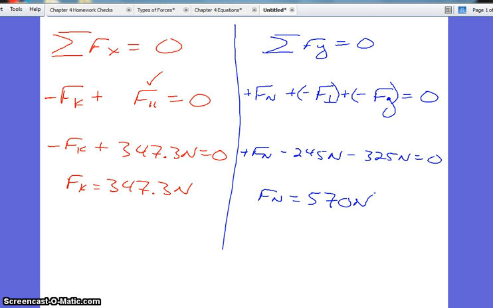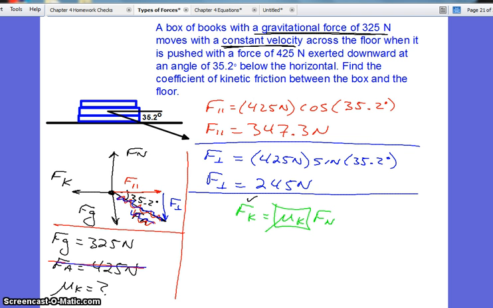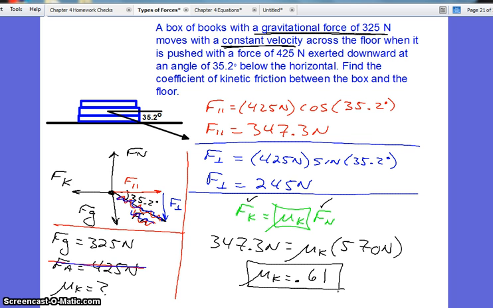It is not the same as the gravitational force, and that's what a lot of people unfortunately want to do. They always want to make the normal force the same as gravity, but very seldom are the gravitational force and normal force the same. In this case, because we are pushing down, the normal force is going to be more than the gravitational. So we have the normal force, and we have the kinetic friction, which is 347.3 newtons. That's equal to our coefficient times the normal force, which is 570. Solve for our coefficient, and the coefficient turns out to be 0.61. There are no units for the coefficient.